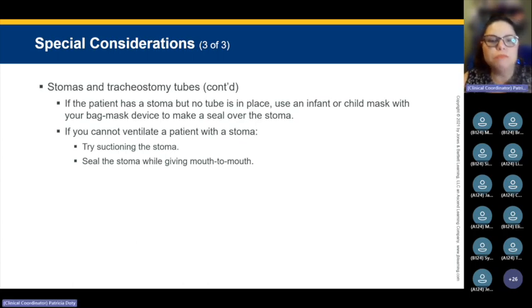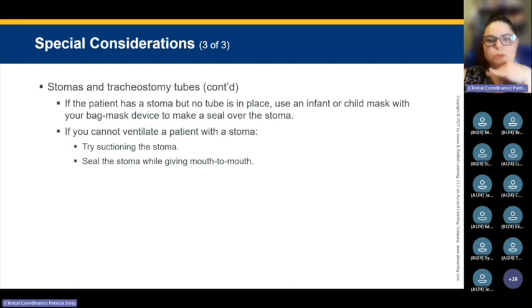If the patient has a stoma, but there's no tube in place, such as that first picture, use an infant or a child mask with your BVM mask to make a seal over the stoma. That's right, you're going to open up two different bags, and you're going to use the mask from a child or an infant BVM, but you're going to use the adult BVM, the thing that you're squeezing, the bag itself. If you can't ventilate the patient with a stoma, try suctioning because it's normally going to be a mucus plug that's there, and seal the stoma while giving mouth to mouth.